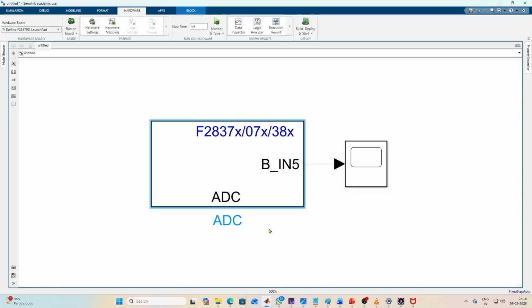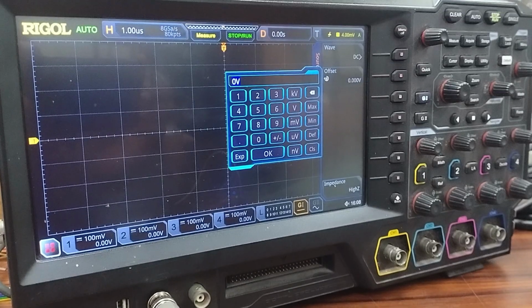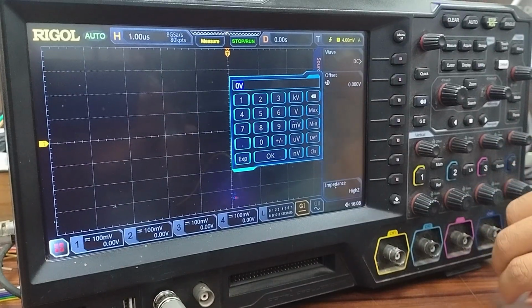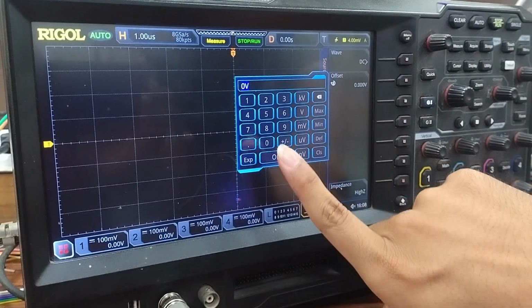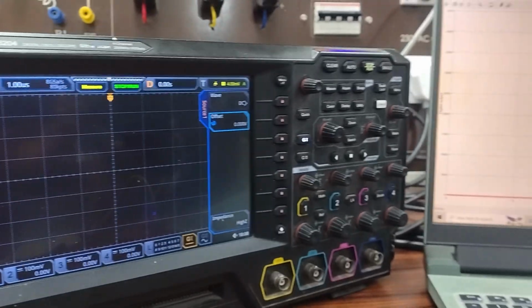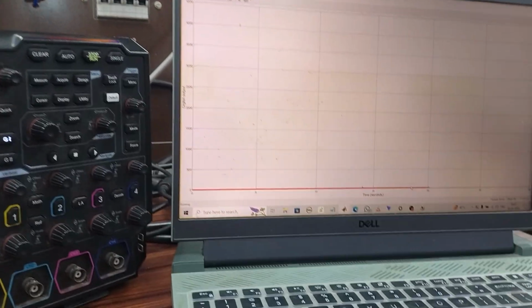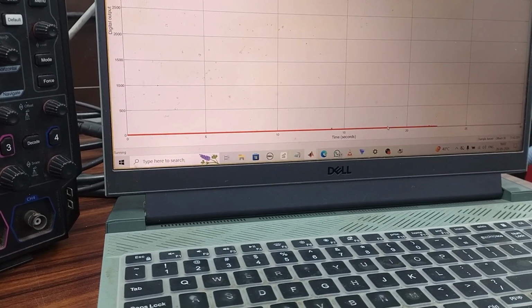Now let us move to the Simulink model. Here the ADC block is already configured for AB5, which means ADC module B and channel 5. To read the ADC count in real time, I will run the model using the monitor and tune option. The ADC output will be observed using this scope in real time. First, I will set the signal generator output to 0 volts. Since the input voltage is 0, the ADC count should be close to 0. Here we can observe the ADC output in the scope.